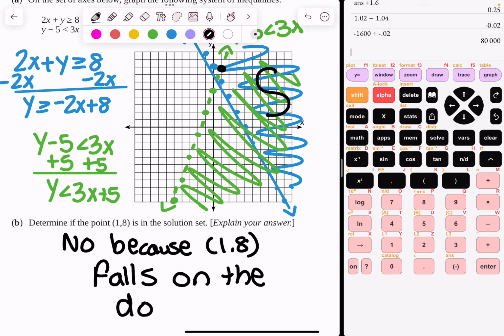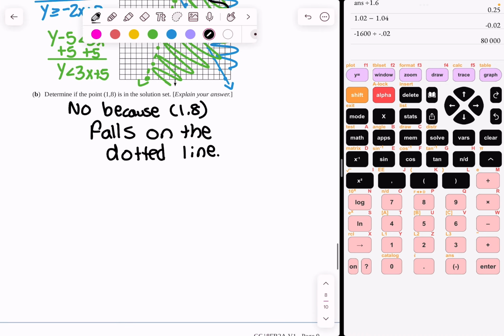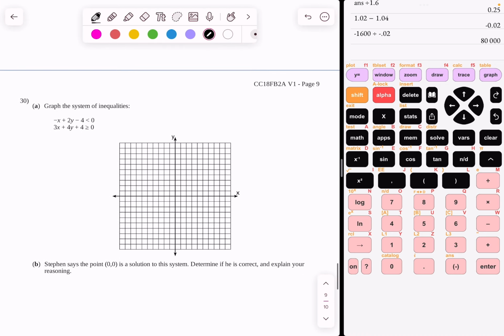If it was a solid line, that's okay, but it needs to be on a solid line or inside the double shaded area. Alrighty. Now let's look at question 30.